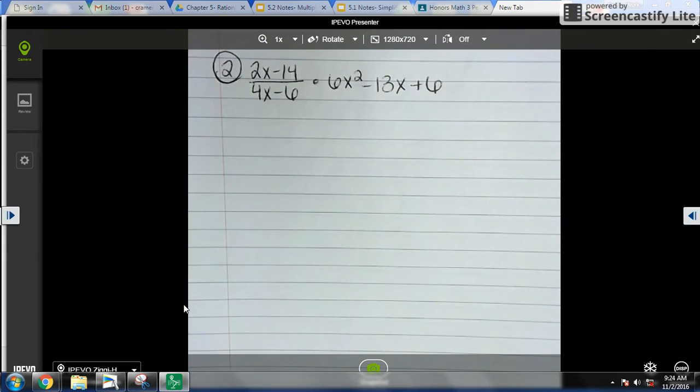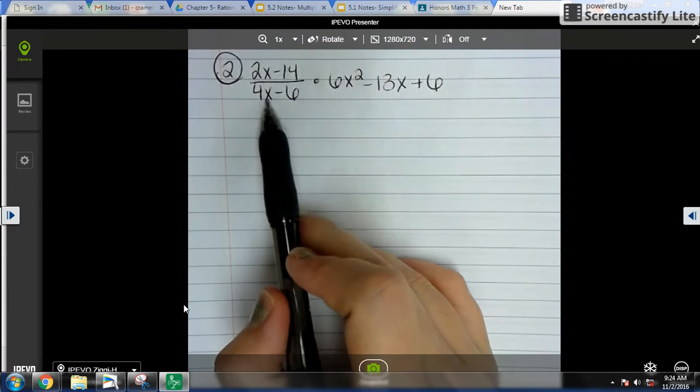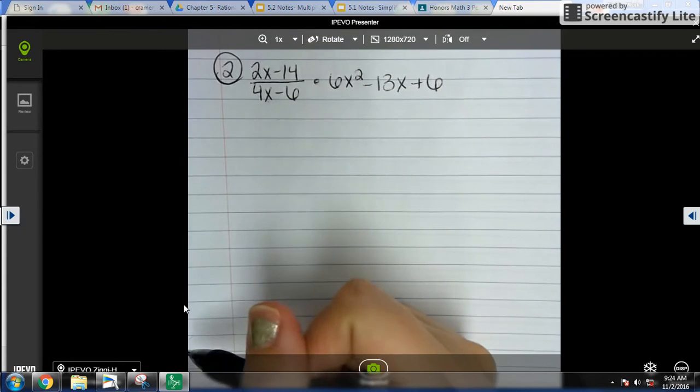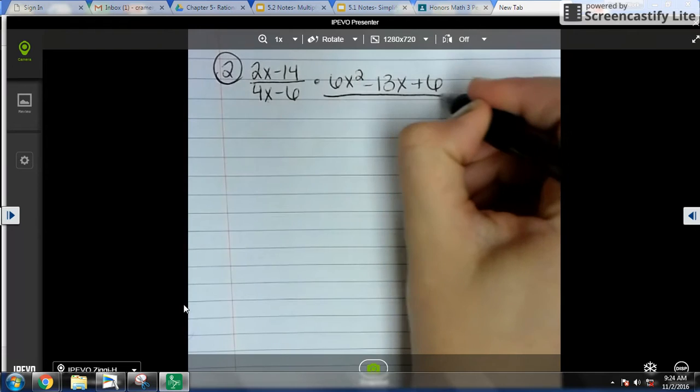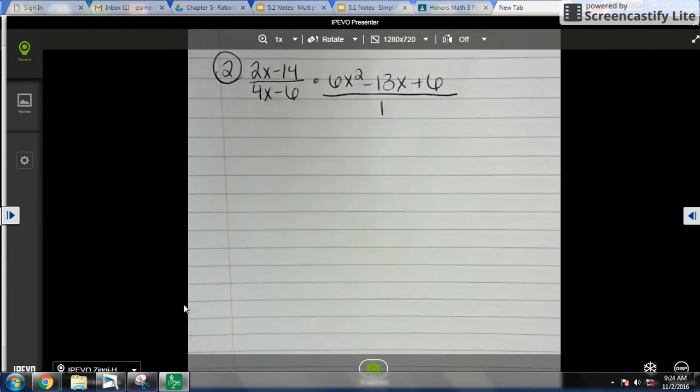Let's go through one more that's a little bit more complicated. So here we have a rational expression times a normal polynomial. We can change that into a rational expression by just putting it over 1. So now we have numerator times numerator, denominator times denominator. And again, we're going to factor everything out to make it more simple before we put it all together.